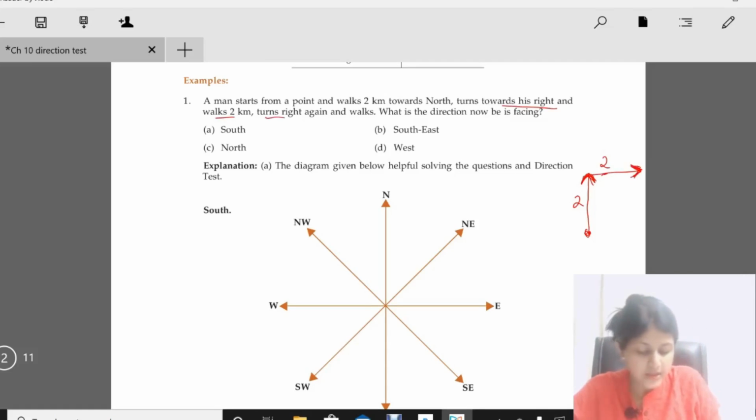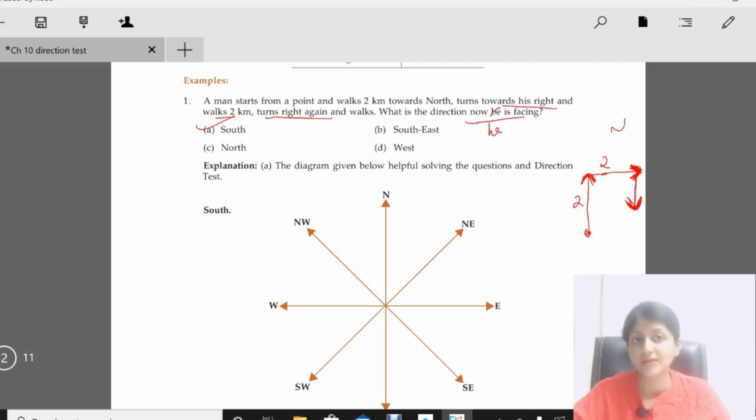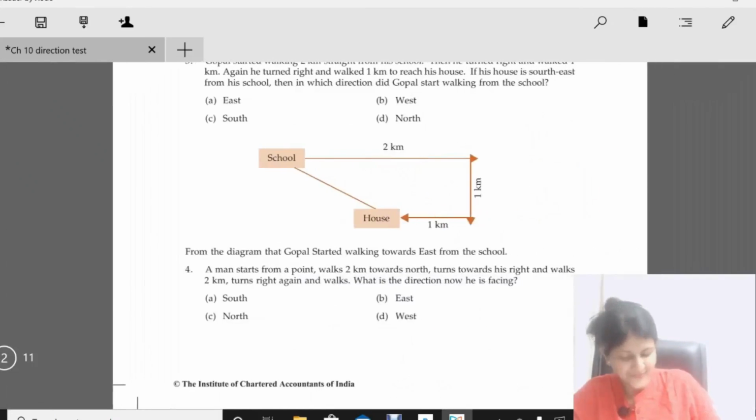Turns right again. So, he's standing like this, so his right will again be here. And again starts walking. We don't know how much he has traveled, he's just walking. What is the direction now he is facing? So, guys, we know this is north and this is south. And which direction is he facing now? South. So, the answer is south. That's it. It is that simple.